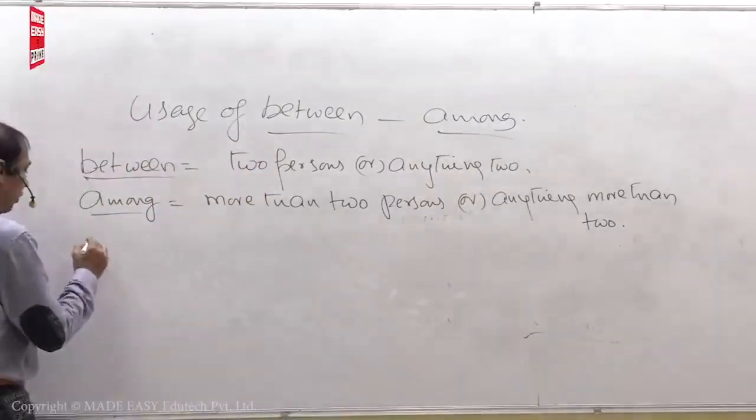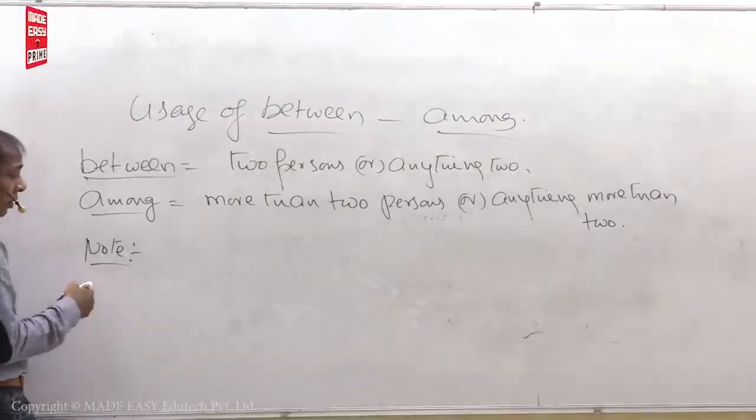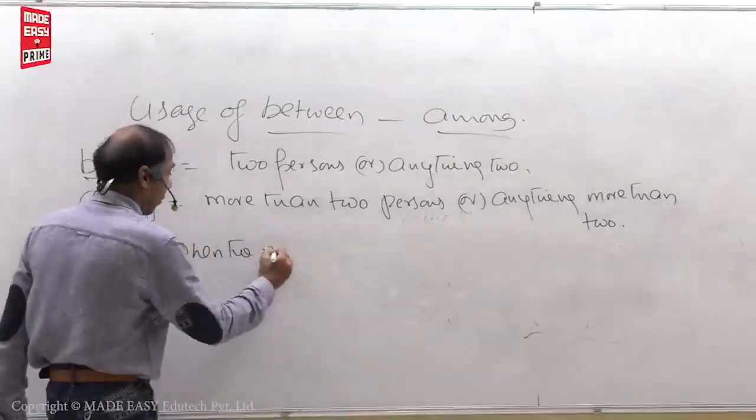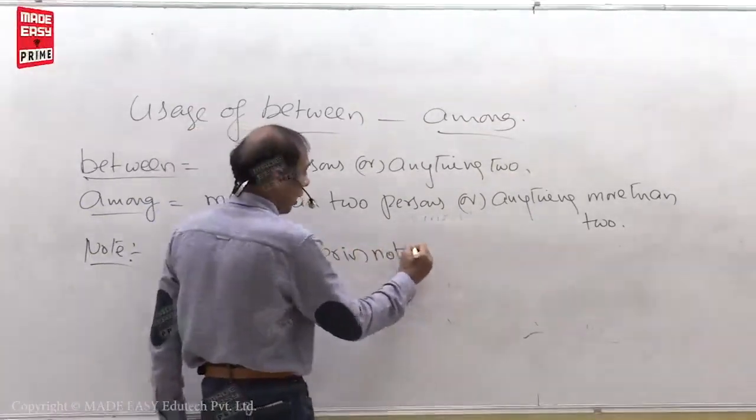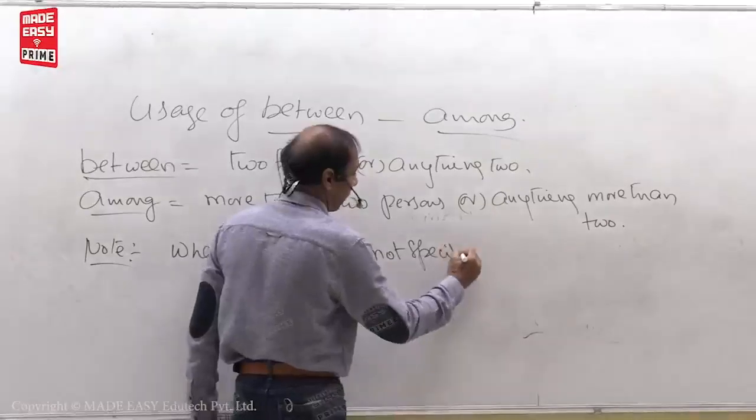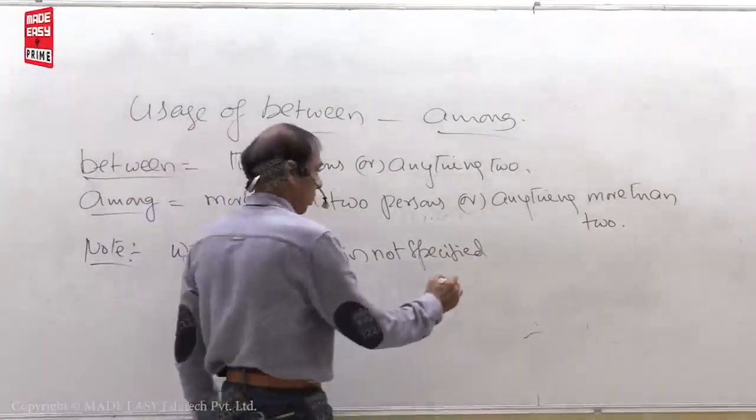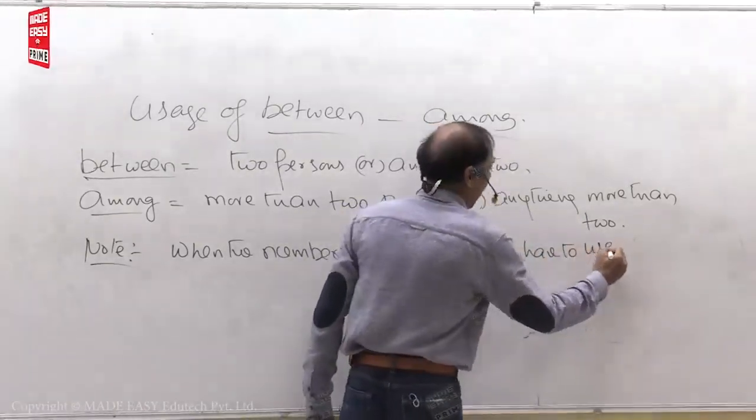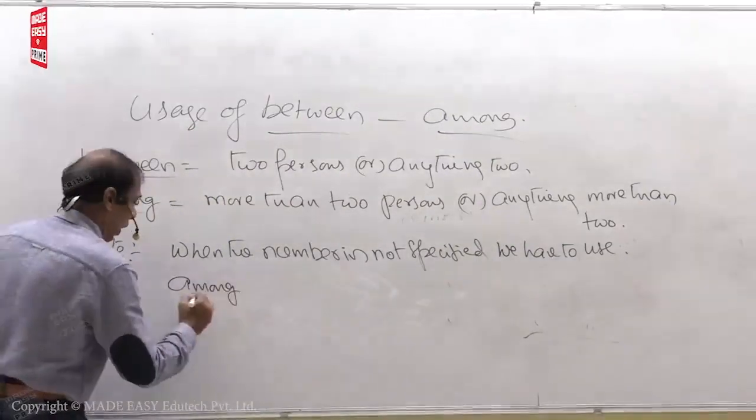Right? What is the note here? We have to write, observe. Note, this is a valid point. Look, when the number is not specified, we have to use among.